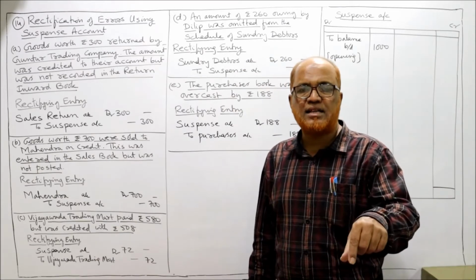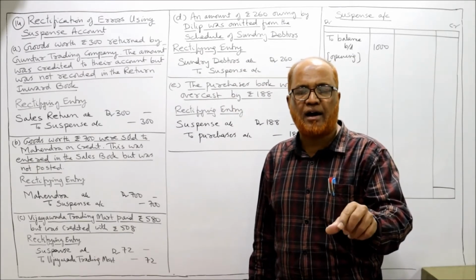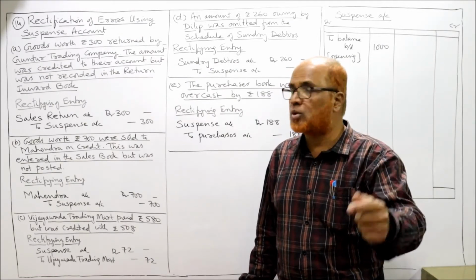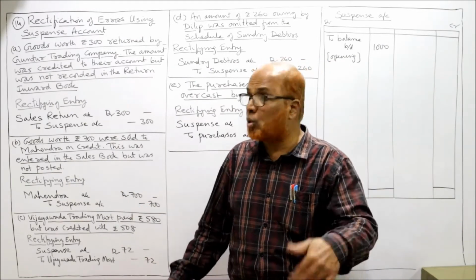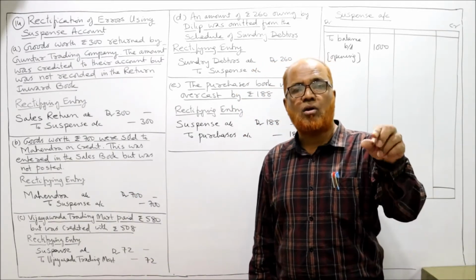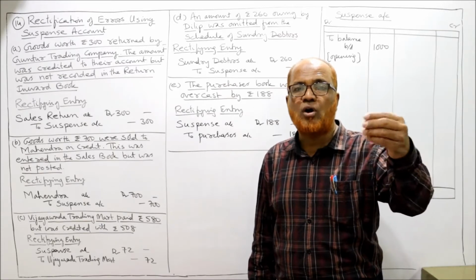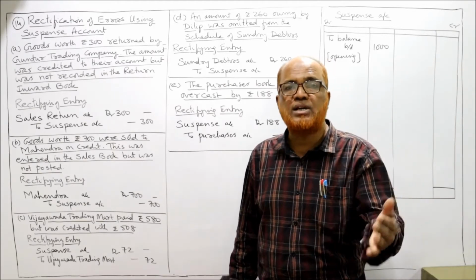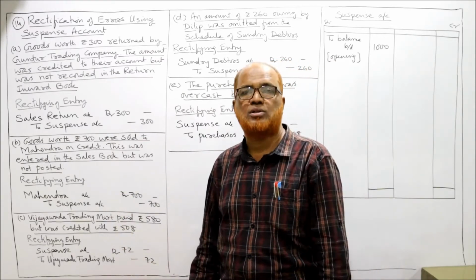This was entered in the sales book. It came into the sales book, so we have taken it in the sales account also, but it is not posted to their account. Whose account is it not posted to? Mahendra's account. It is recorded in the sales book, but we forgot to post it into the ledger account. So whose ledger account? Mahendra's ledger account.